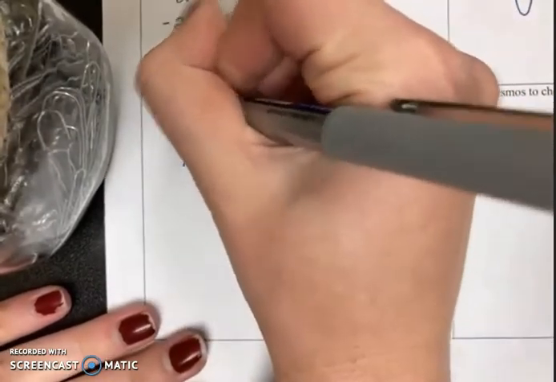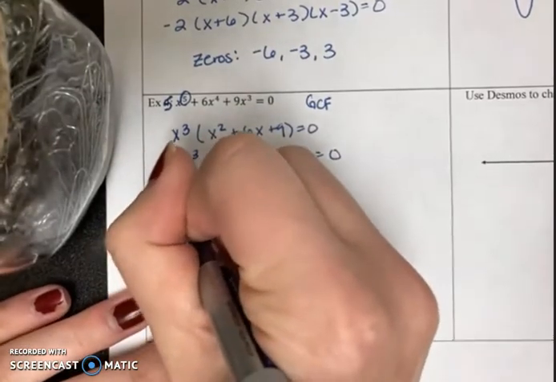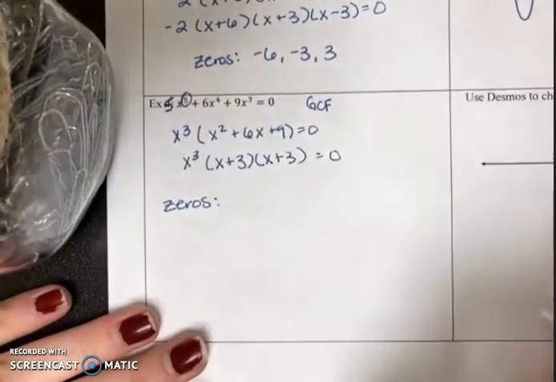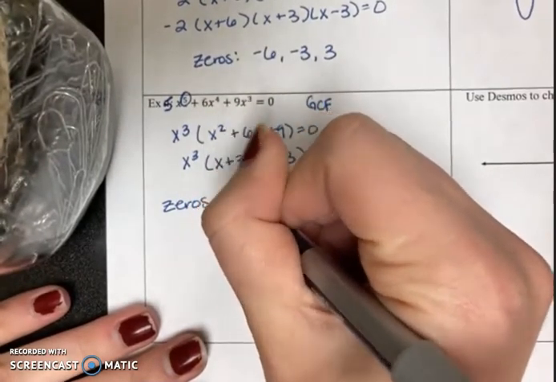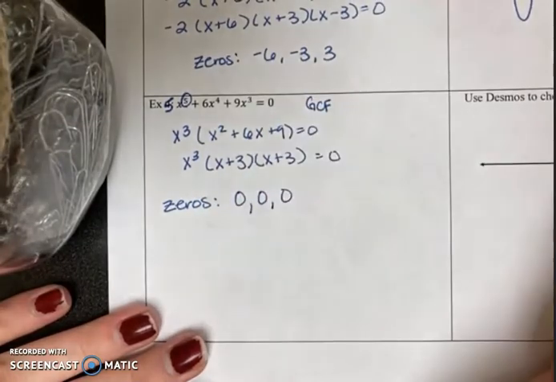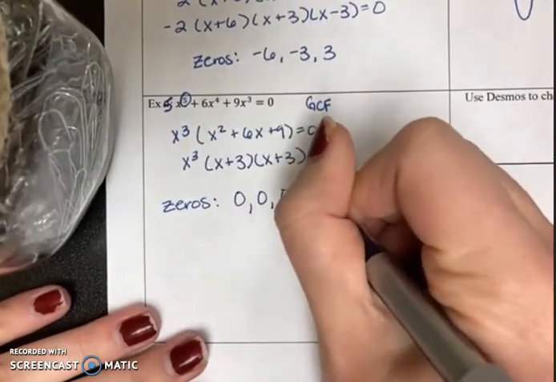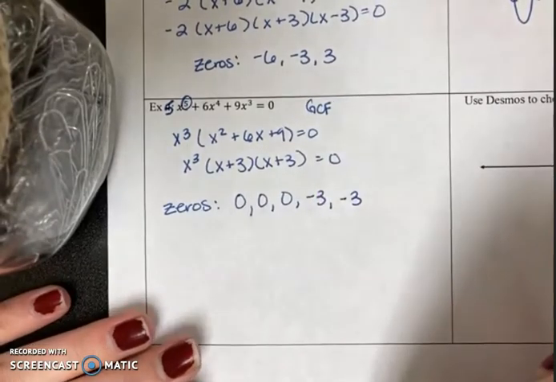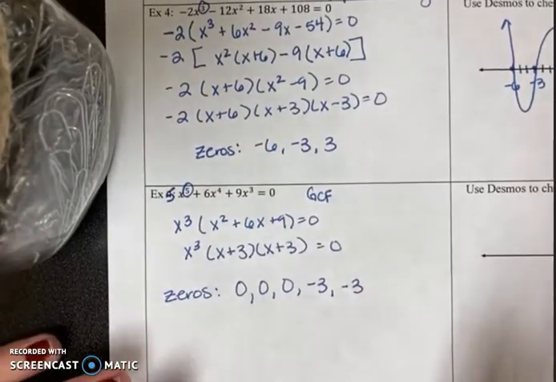Now, because we have a degree of 5, we should list out 5 zeros, okay? Because this is x cubed, we're going to have a 0 of 0 3 times. X plus 3 set equal to 0 would be a negative 3. X plus 3 set equal to 0 would be a negative 3. Let's talk about multiplicity for a minute. I forgot to do it on example 4, so I'm going to pop back up real quick.